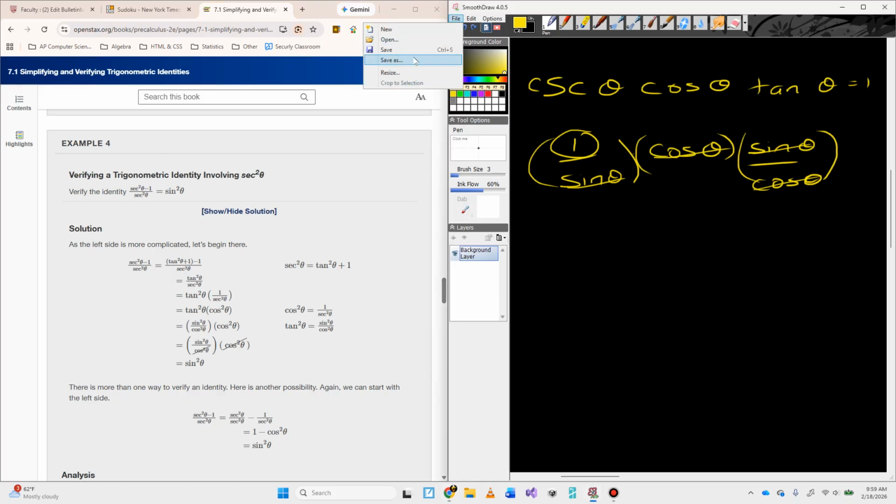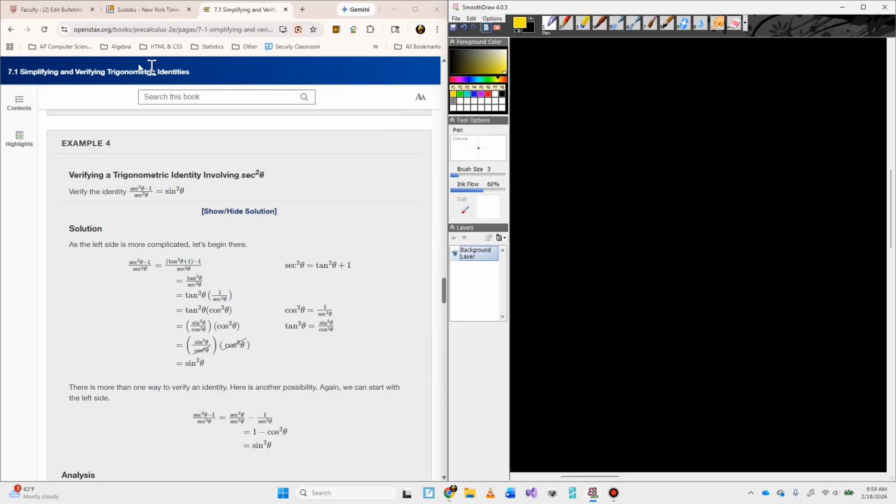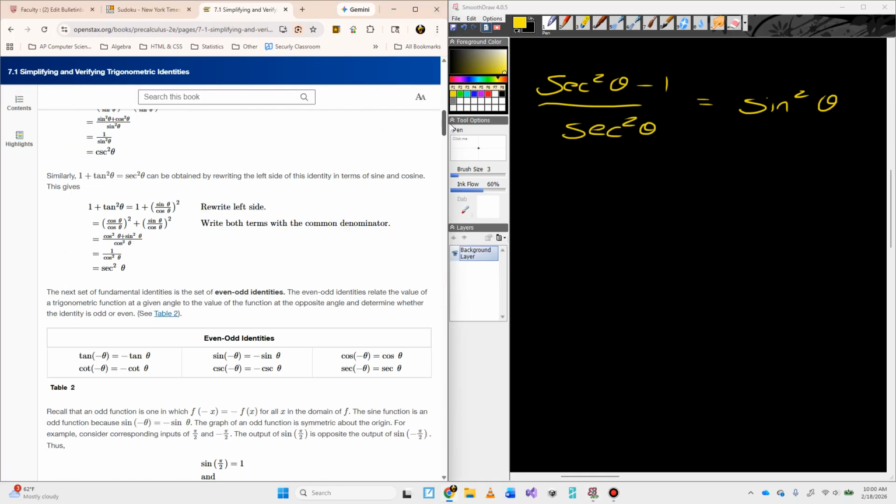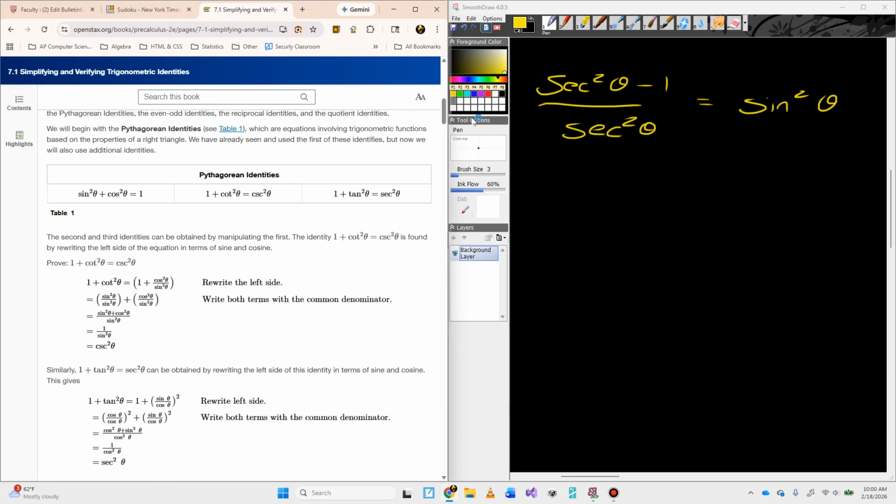So maybe I should show you how that works over here. Let me clear this out and show you this verification. Secant squared theta minus 1, divided by secant squared theta, is going to equal sine squared theta. This is an identity, and I want to prove that this identity is in fact correct. If I scroll back up to these identities, this says that 1 plus tan squared theta is equal to secant squared theta.